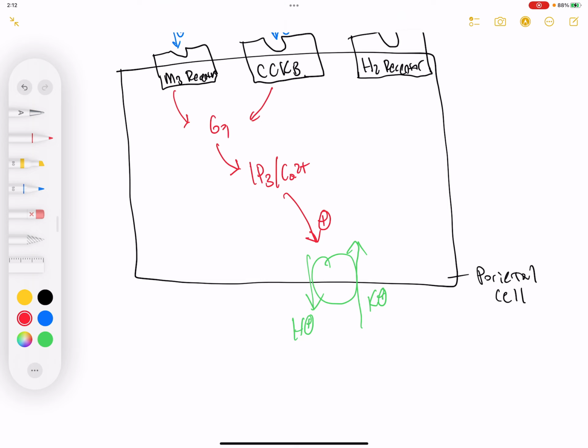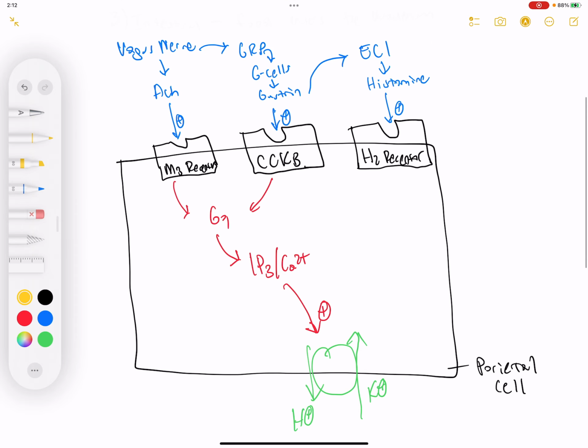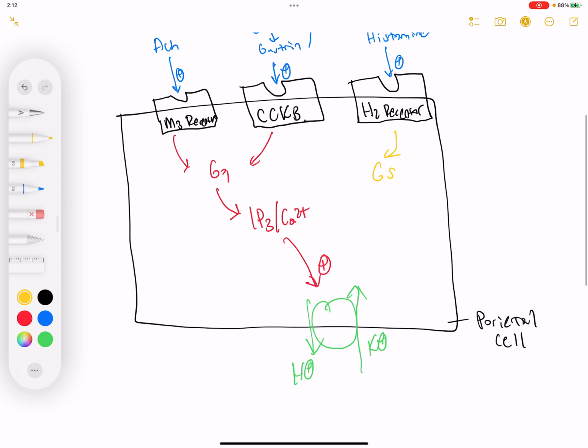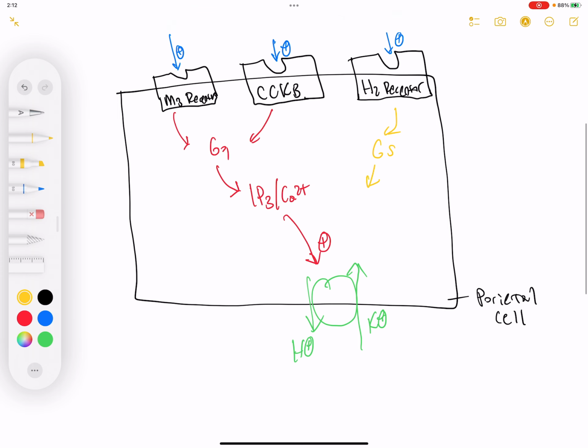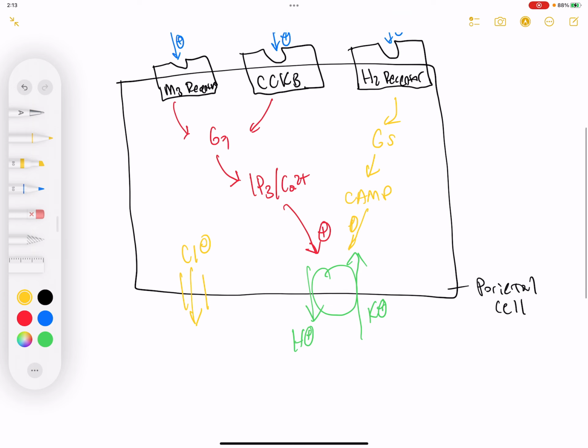Now, the H2 receptor is going to use the Gs, which is going to release cAMP. And cAMP is going to then act on the hydrogen-potassium pump for acid excretion. We also have chloride channels here, and chloride is going to then bind not potassium, but hydrogen that was released to form HCl.